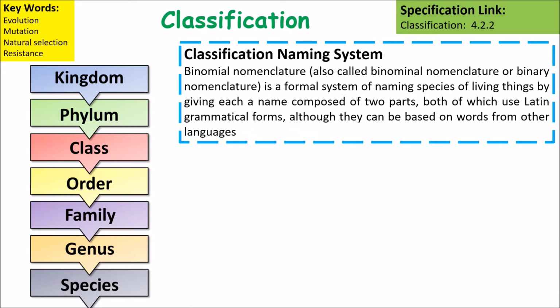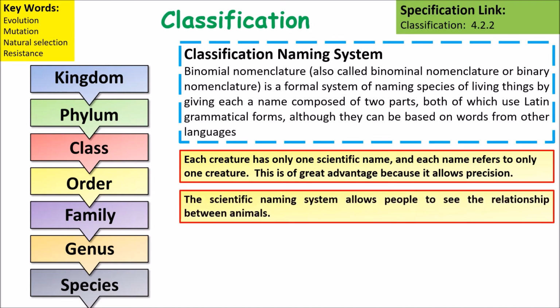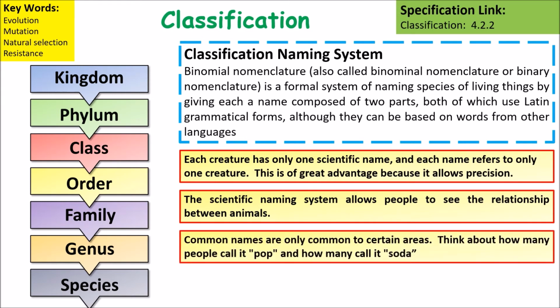Binomial nomenclature, the classification system, is a formal system of naming the species of living things by giving each species a name made up of two parts. So there are a few advantages of this. Each creature only has one scientific name, and each name only refers to one type of creature. This allows for greater precision. The scientific naming system allows people to see the relationship between animals. Common names are only common to certain areas. So by giving them a specific name, it means that that one name will be used everywhere.